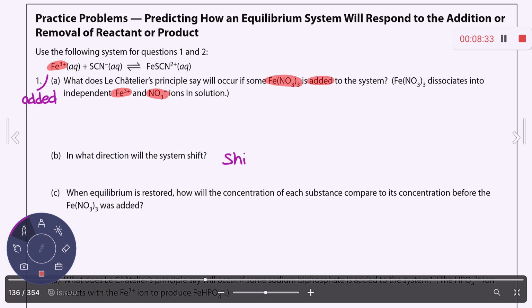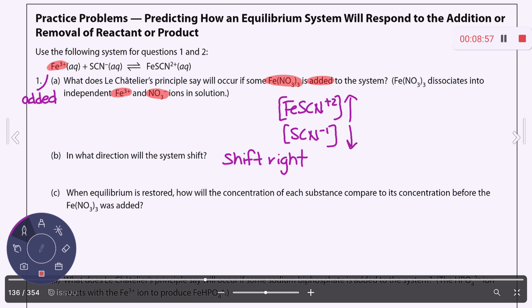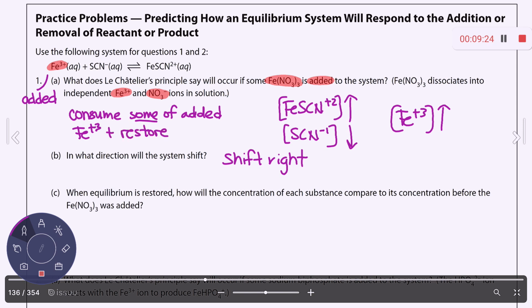To the right. Yeah. When you shift to the right, what happens to the concentration of this product, FeSCN plus 2? Increase. It increases, okay. What happens to the concentration of SCN negative 1 when I shift right? Decreases. And then when I shift right, will I consume all of the added Fe plus 3? No. So that means overall the Fe plus 3 is higher than it was originally. Okay? So the whole point of shifting right was to consume some of the added Fe plus 3 and restore equilibrium. Okay? So if you were to describe in words the whole point of shifting right, that is it.